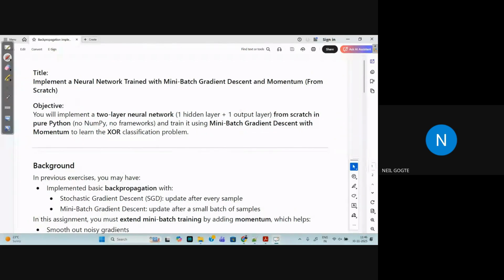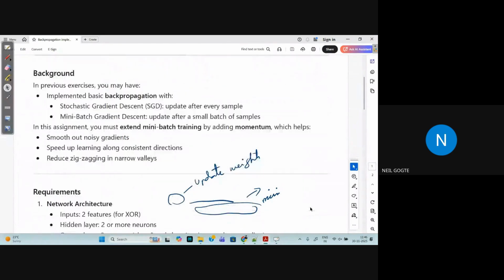So far what we have discussed, this gives a summary. We have discussed SGD, which is updating weights after every sample. Then updating weights after a small batch of samples, which is called the mini batch. This is what we have done. Now you understand how momentum works. Momentum means giving importance to the previous updates also, not just getting influenced by the current one. So let's see the equations for that.